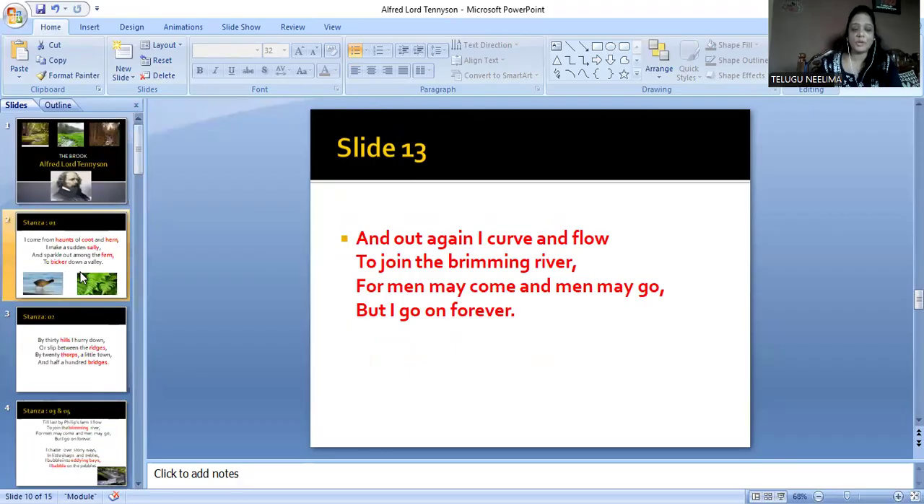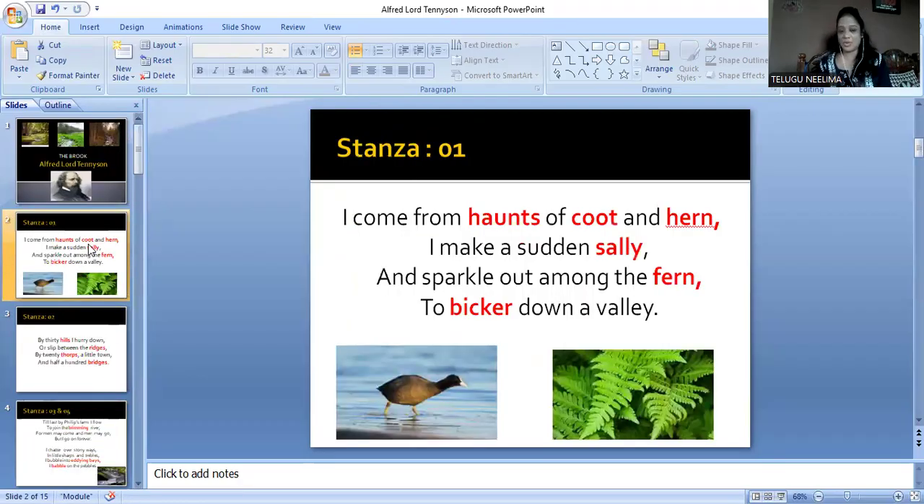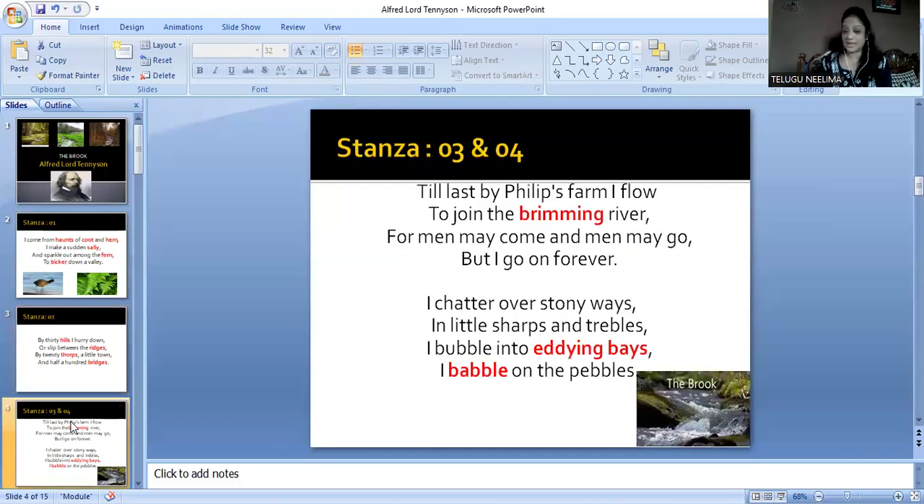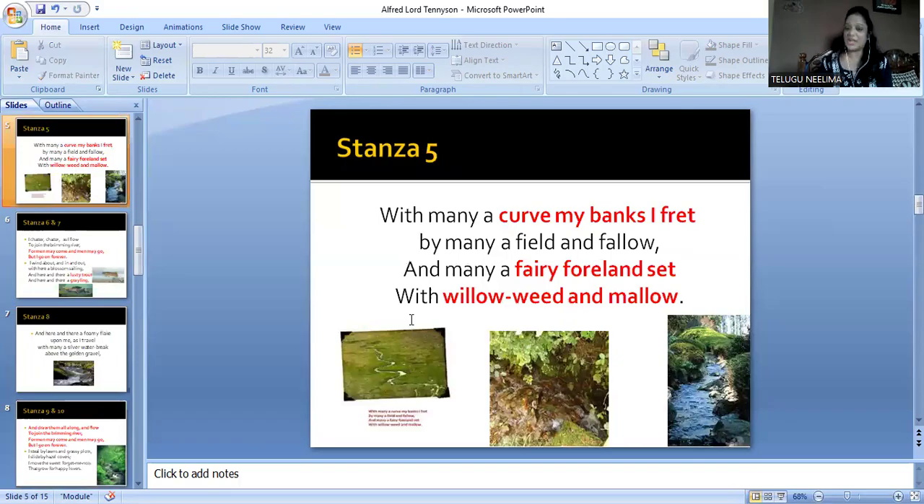So this is all about the poem, my dear students. In the first stanza, it talked about the start of its journey. In the second stanza, it talked about what it is getting in contact with. In the third stanza, it is talking about its destination. In the fourth stanza, it is talking about what it will do while traveling. In the fifth stanza, it is also talking about the things it meets while doing the journey.